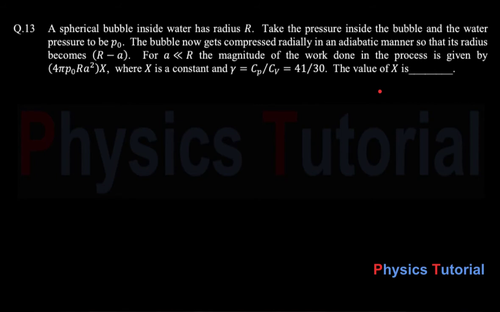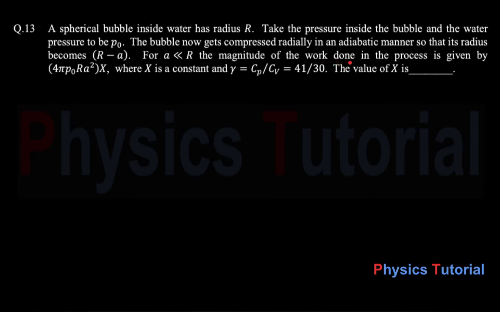In this question, as there is an adiabatic manner given here, you have to use PV power gamma equal to constant, and after differentiating you will get the relation between them. So you can find dP by dV over here, and by using this you can find the average change in pressure and change in volume, and with the help of this you can find the work done, as work done is required over here.